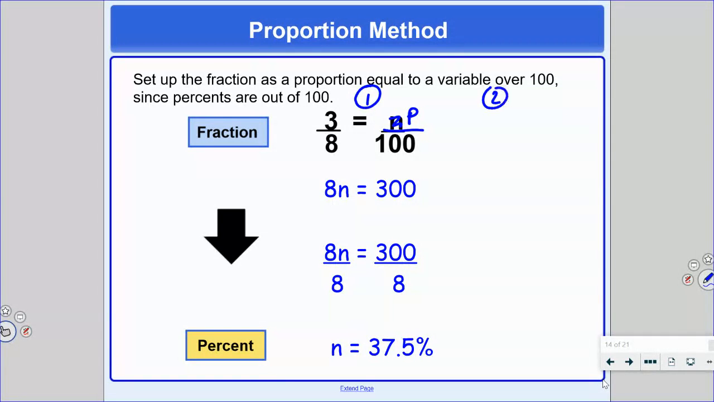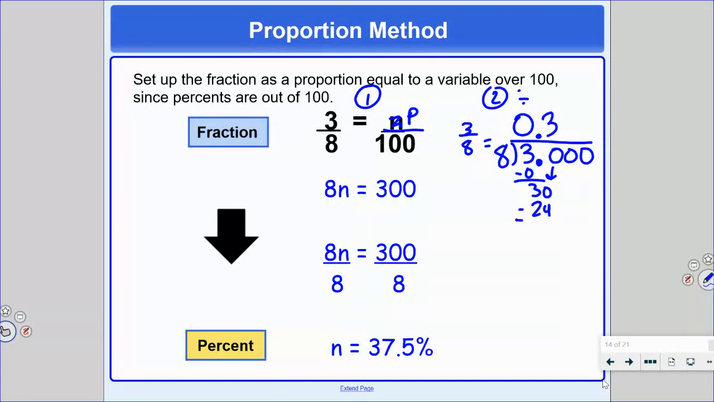Method number two is the division way. So what does 3 over 8 really mean? It means 3 divided by 8. And before you start freaking out, just realize you can add as many zeros as you want. Bring a 0 down, 8 goes into 30 3 times, with only 6 left over, good, that's smaller than the divisor. 8 goes into 60 7 times, with 4 left over, bring a 0 down, 8 goes into 40 5 times.